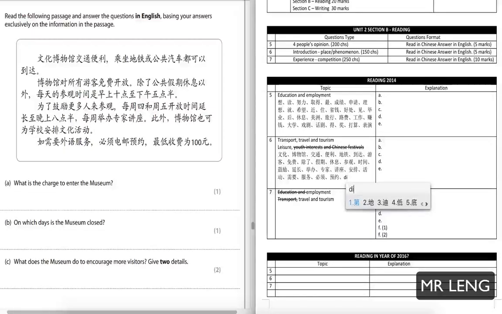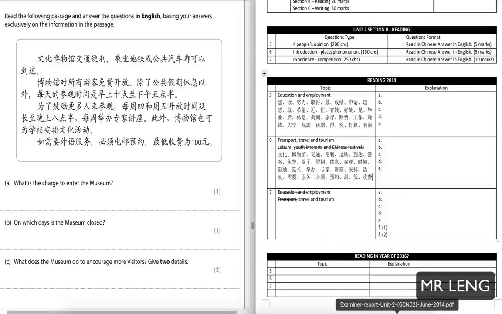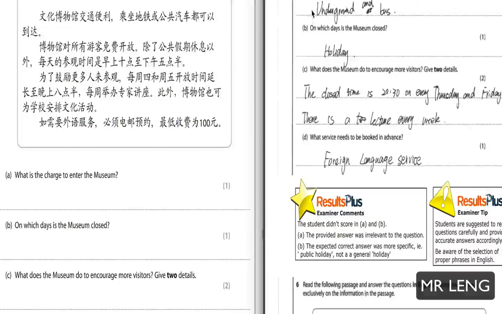低最 the most, 低 low, 收费 the charge. Alright? Okay, now we're going to look at the questions. For this reading, the question A is what is the charge to enter the museum?